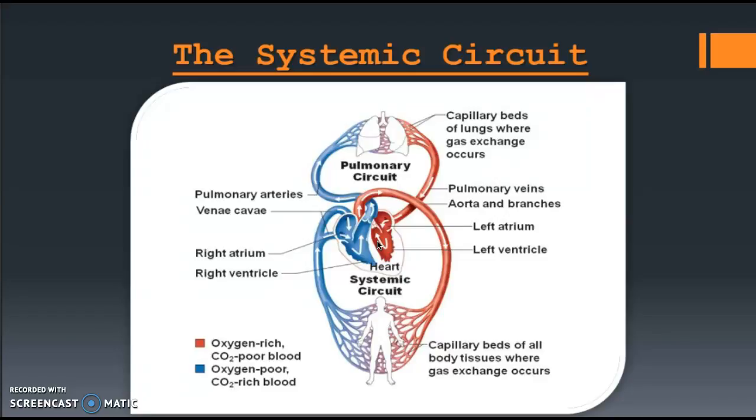So the aorta arches and branches into the major arteries to the upper body before passing through the diaphragm. And this is where it branches further into the arteries, which supply the lower parts of the body. So the arteries branch into smaller arteries and arterioles, and then finally go smaller again into capillaries.